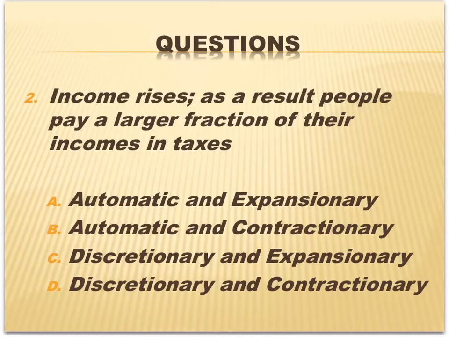All right, income rises. As a result, people pay a larger fraction of their incomes in taxes. What's at work here? Well, this is happening automatically because of marginal tax rates. So it's one of these two. They're paying money to the government. The government is sucking money out of the economy. That is contracting the economy. Therefore, this answer is automatic and contractionary.